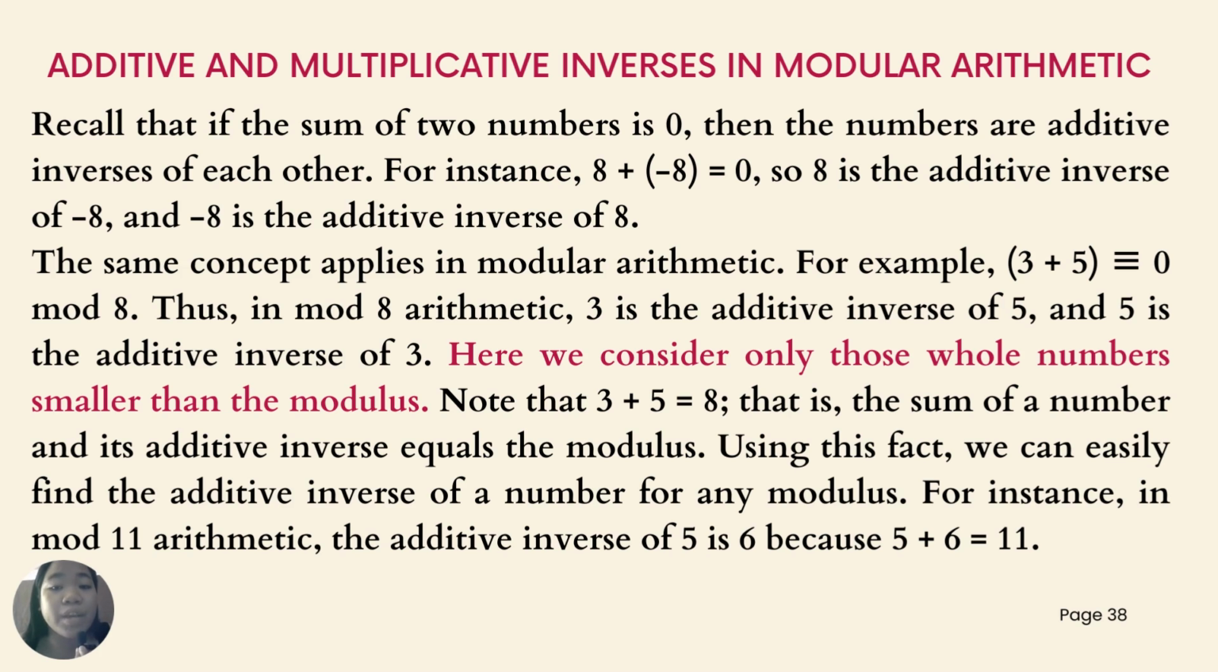For example, 3 plus 5 is congruent to 0 mod 8. Thus, in mod 8 arithmetic, 3 is the additive inverse of 5, and 5 is the additive inverse of 3. Here, we consider only those whole numbers smaller than the modulus. 5 and 3 are smaller than the modulus 8. Note that 3 plus 5 is equal to 8. That is, the sum of a number and its additive inverse equals the modulus.